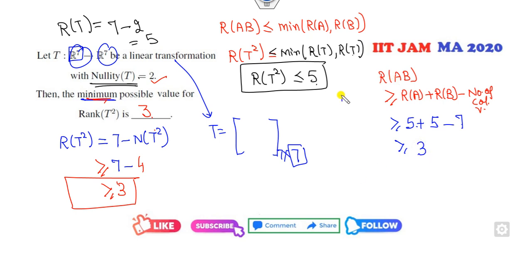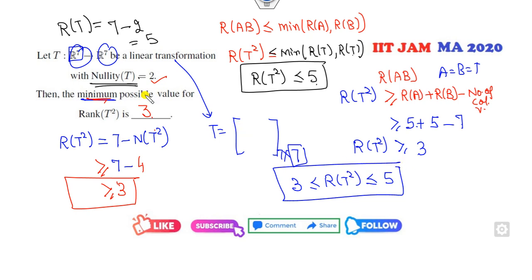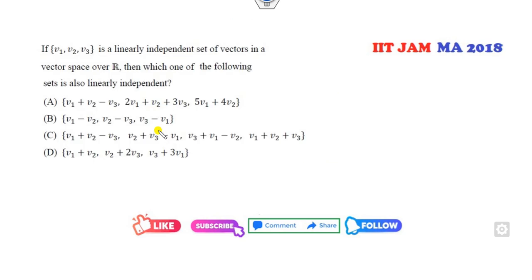7, that is 3. And if I choose A and B both as T, what is the meaning of this? That means 3 is less than or equal to rank of T square, which is less than or equal to 5. They are talking about the minimum, so you can say the minimum is 3. If they are talking about the maximum, you can take the maximum as 5. But you can also remember this shortcut trick.